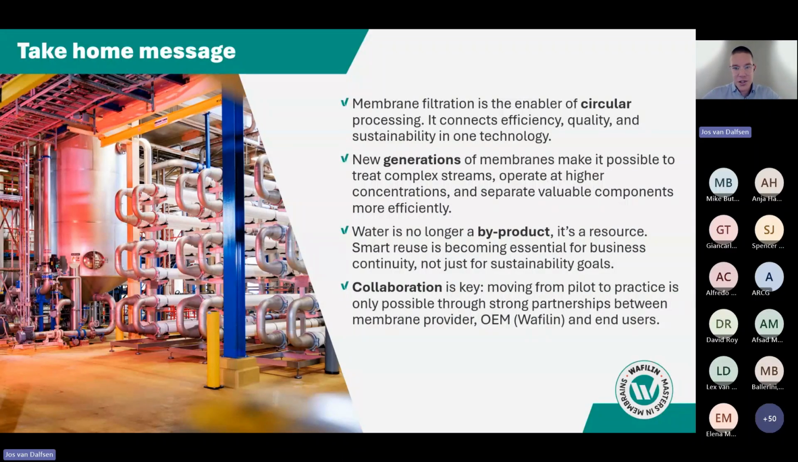And in the Netherlands, we see a growing demand, even though we have a lot of surface water. The lack of water is becoming more and more an issue, and it's no longer a byproduct, or it's not longer a sustainability goal, but it's basically a license to operate. And that's where membranes play an important role as well.